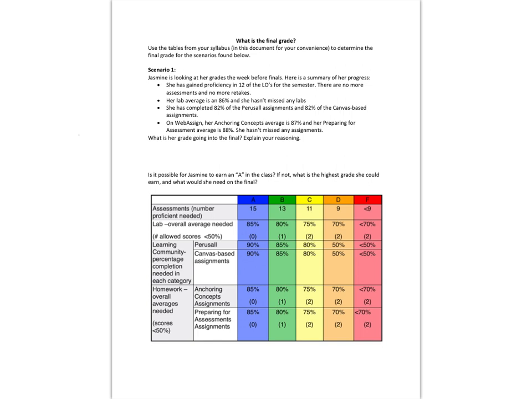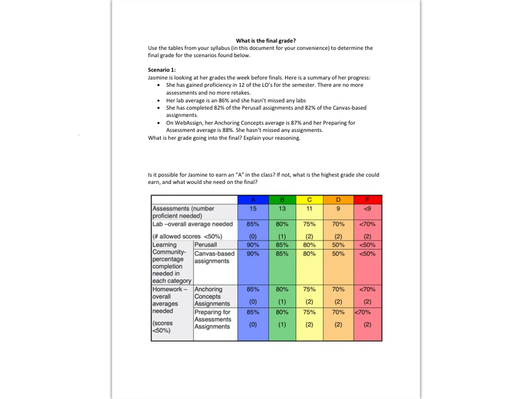bit confused before. All right, so the first thing that we want to do is using the information given about a student's particular number of LOs that they have P's in, lab average scores on different assignments. We want to use this table here that you see on this page and see where she stands with that. And we're going to use that information to apply it to the flow chart. That will allow us to determine Jasmine's grade going into the final.